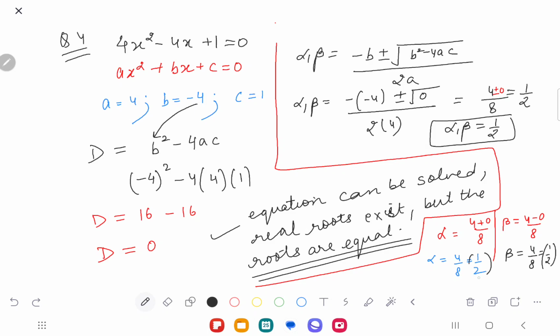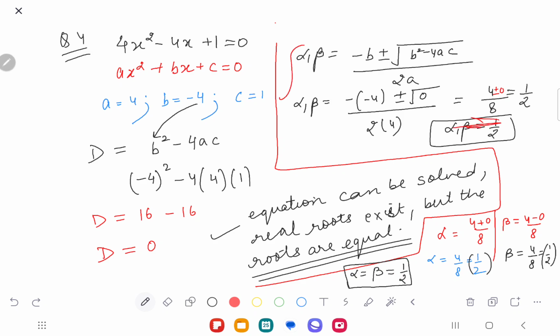Are you understanding my point? So here, alpha and beta both would be equal. That's what I mean that, the equations you can solve and you can get the value of alpha and beta to be exactly the same, which is half. Do you understand my point? Okay. So alpha and beta are going to be half.